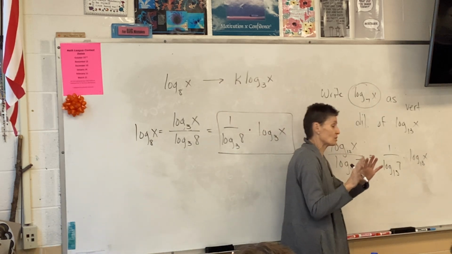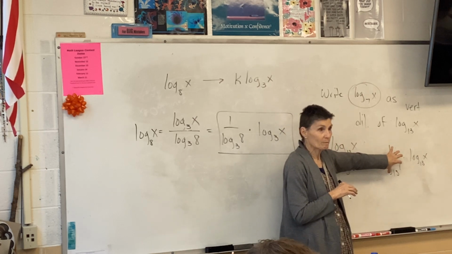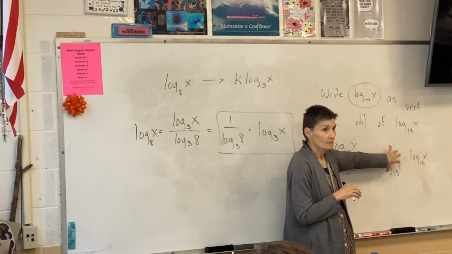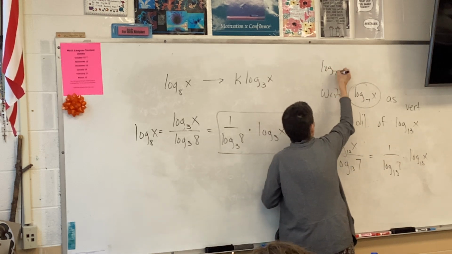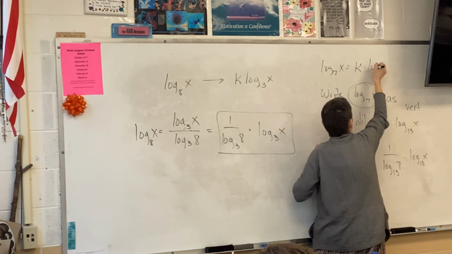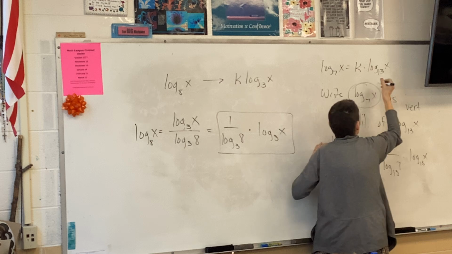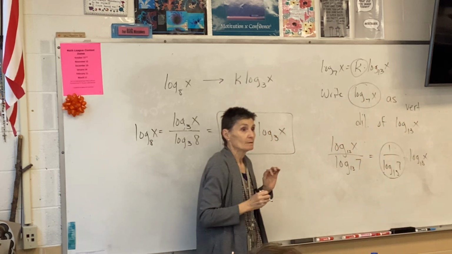Okay, let's talk about this for a second. So basically, this is k. Would you agree with me? Sure. I'm writing log base 7 of x as a dilation. That means something times log base 13 of x. So isn't that my k?